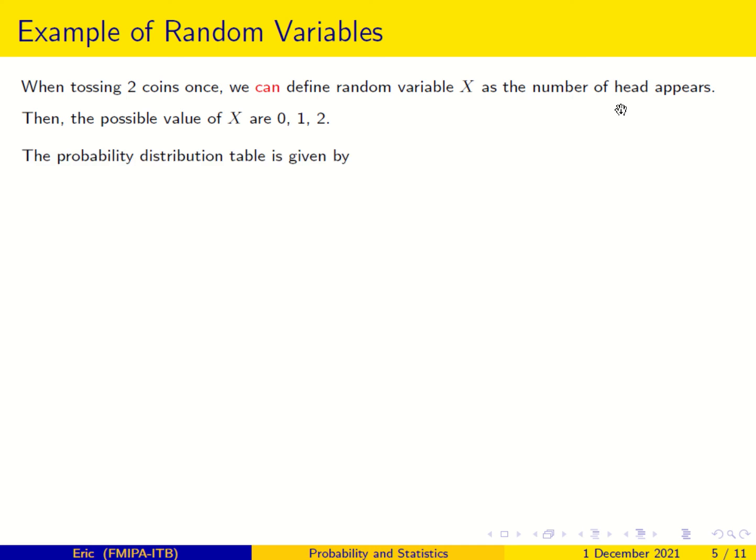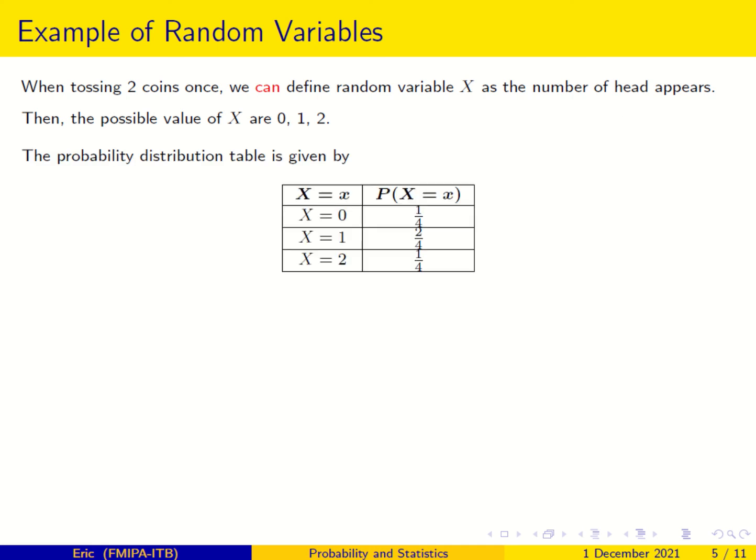The probability distribution table is given by this one. When x equals 0, don't forget it corresponds to the event tail, tail. x equals 1 corresponds to the events head, tail and tail, head. And x equals 2 corresponds to the event head, head. This is the probability.